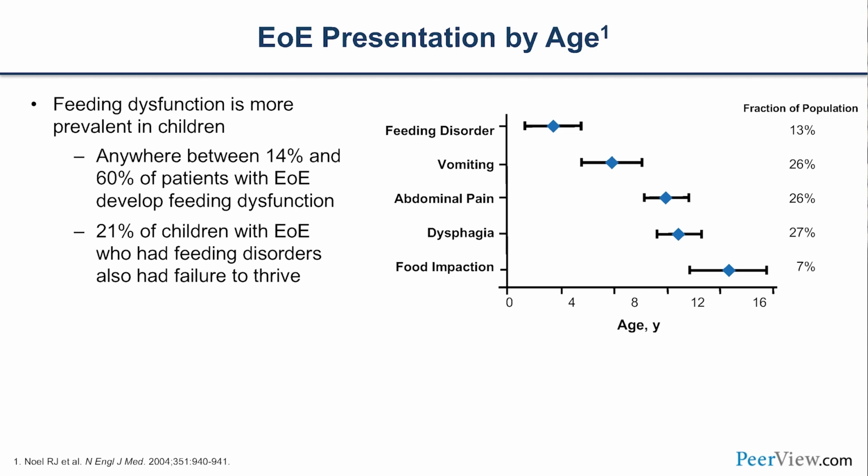And we'll talk a little bit about why this is a little later. When we look at the youngest children, feeding dysfunction can certainly be prevalent in up to 60% of children, in fact. And when you have feeding dysfunction in a child, you also can have a high risk for failure to thrive.